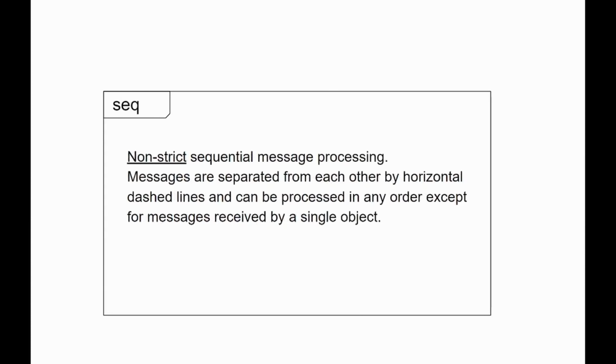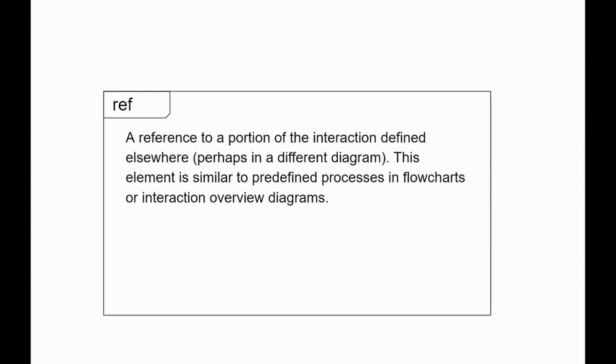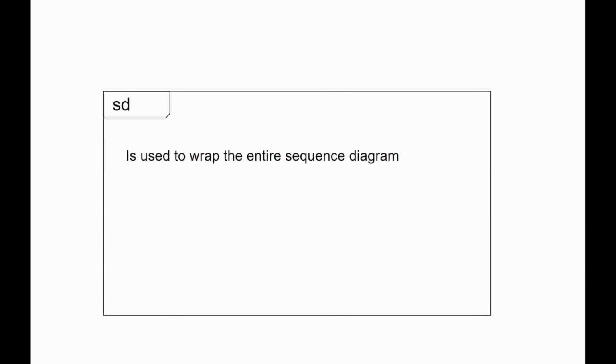Seq. Non-strict sequential message processing. Messages are separated from each other by horizontal dashed lines and can be processed in any order except for messages received by one object. Ignore. Messages that can potentially occur in the fragment and that are listed after the word ignore in curly braces will be ignored. Ref. A reference to a portion of the interaction defined elsewhere, perhaps in a different diagram. This element is similar to predefined processes in flowcharts or interaction overview diagrams. SD. Used to surround the entire sequence diagram.